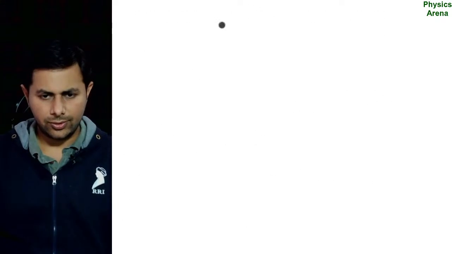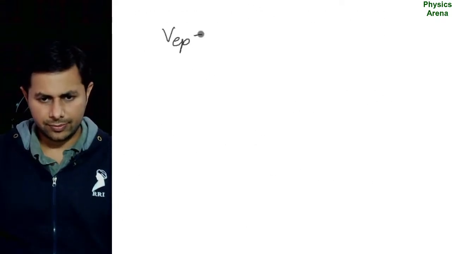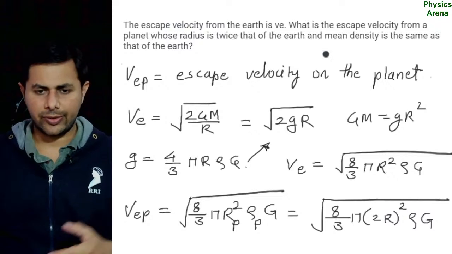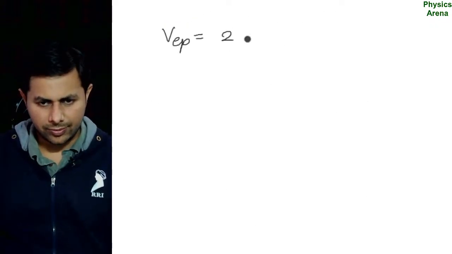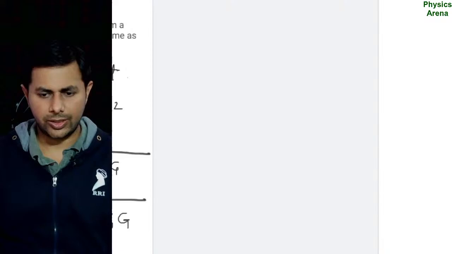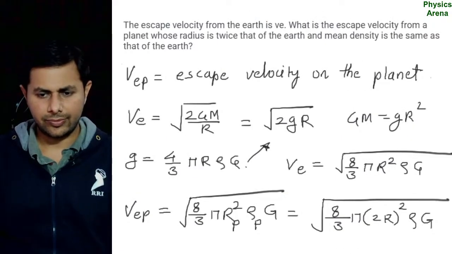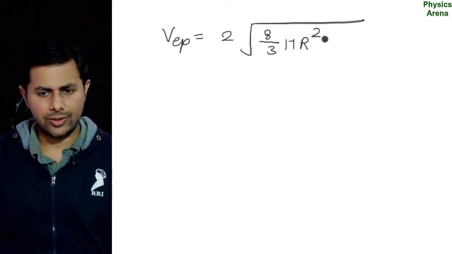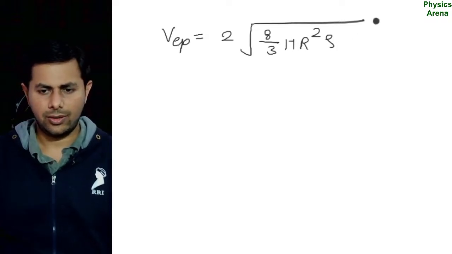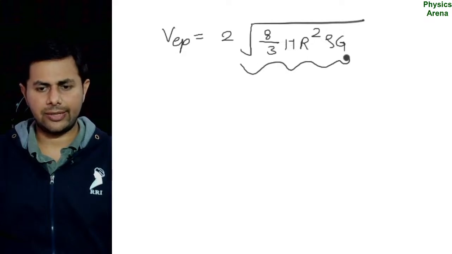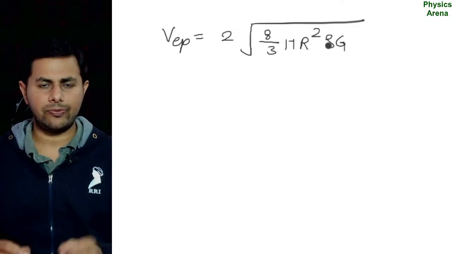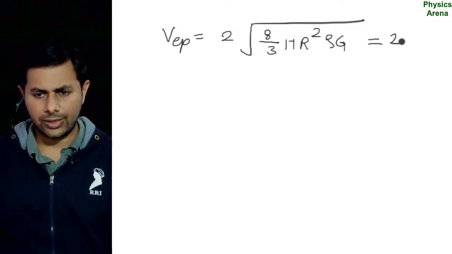Okay, so this is VEP and it's equal to, I can just take this 2 outside. It is 2 squared and its square root, so it is 2 times the square root of 8 by 3 pi r squared rho times g, and this is just the escape velocity on Earth. So this is 2 times VE.